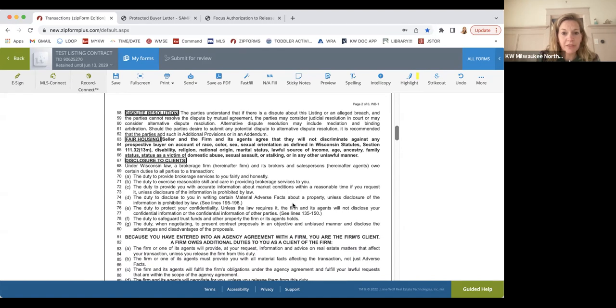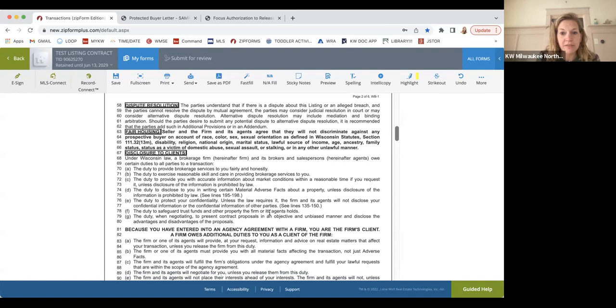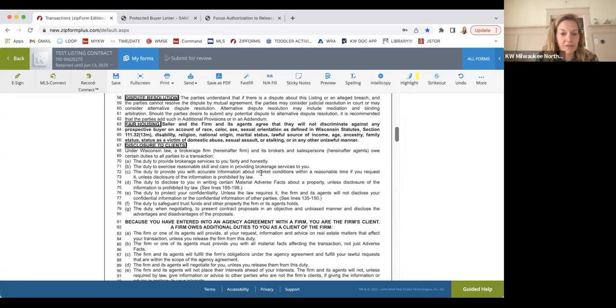Dispute resolution. So the parties understand that if there's a dispute about this listing or an alleged breach, and the parties cannot resolve the dispute by mutual agreement, the parties may consider judicial resolution in a court, or may consider alternative dispute resolution, which may include mediation and binding arbitration. So if there's any potential dispute between us and a seller client, you'll come to Joni or me. I'm going to have that go straight there. You'll definitely not be trying to handle this yourself, and come to us with any questions.